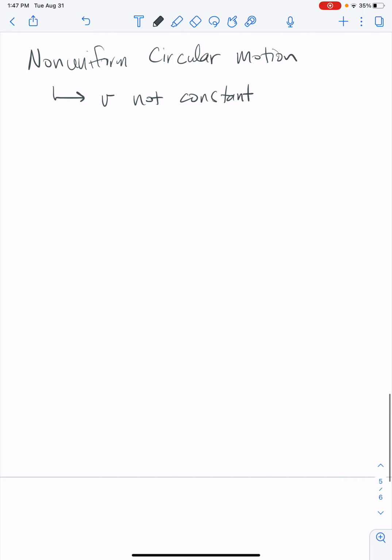So in class, we had a coordinate system that looks like this. We had something that was undergoing uniform circular motion, like I'm drawing here, where the magnitude of our velocity was constant as we went around the circle, okay?